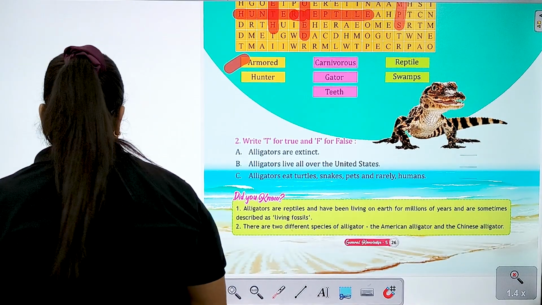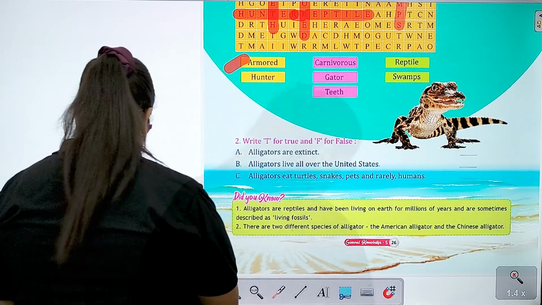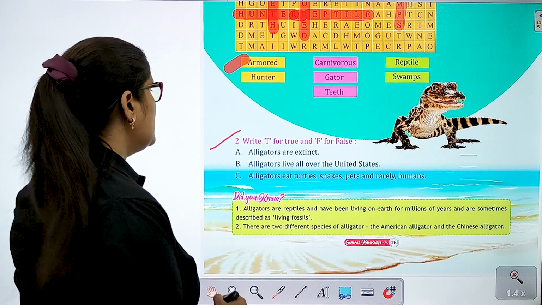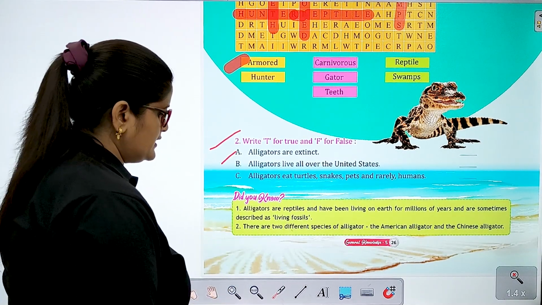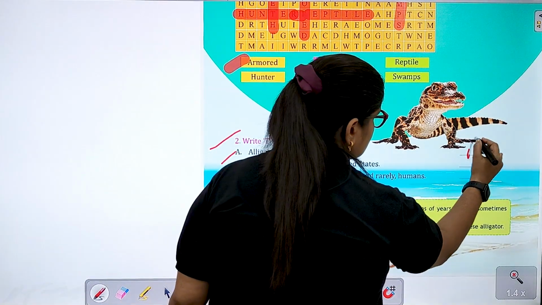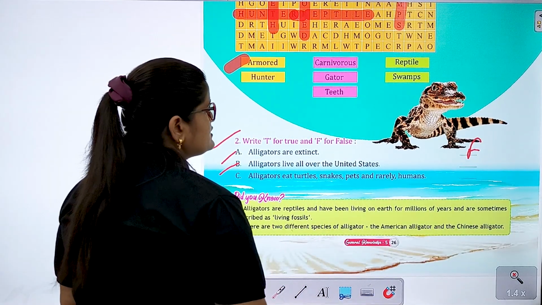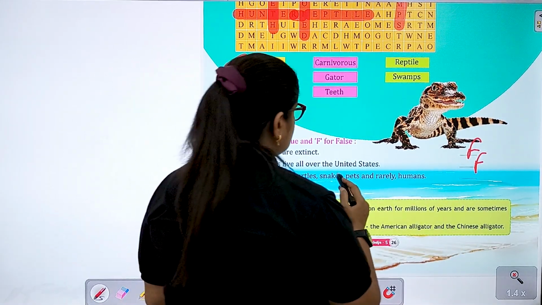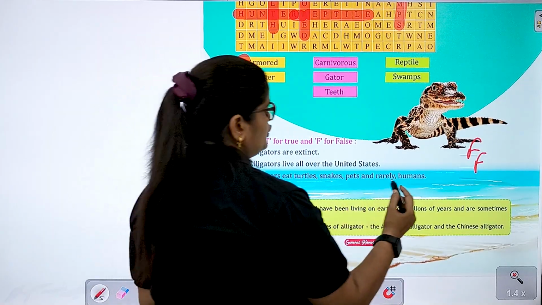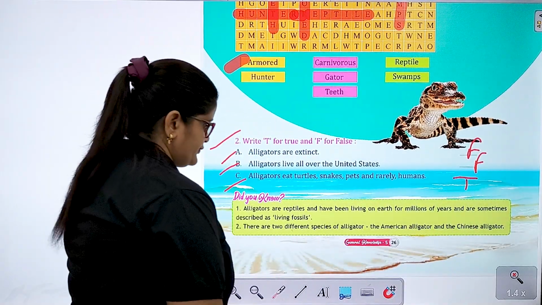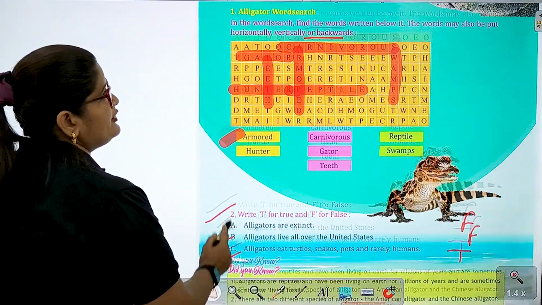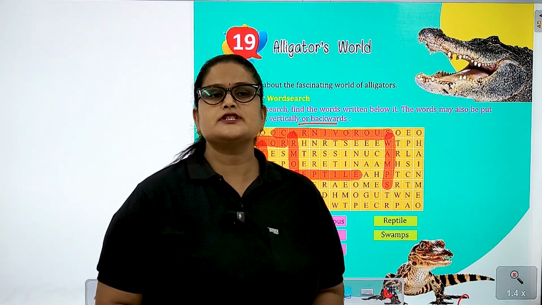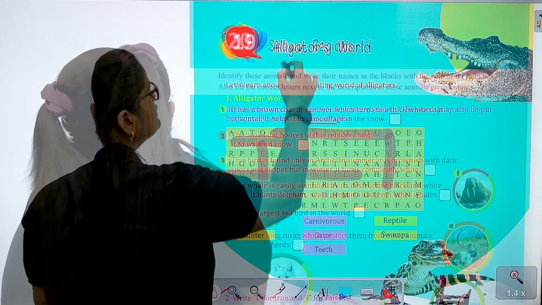Write T for true and F for false. Question number 2. Alligators are extinct. It is false. Alligators live all over the United States. It is false. And alligators eat turtles, snakes, bats, and rarely humans. Yes, true. So everyone, this chapter is in here. Now let's begin the next chapter, chapter number 20.